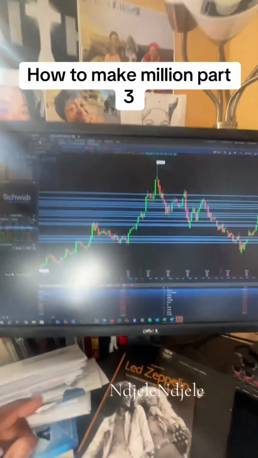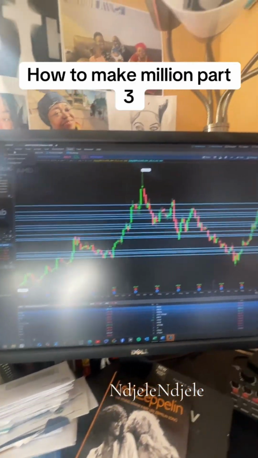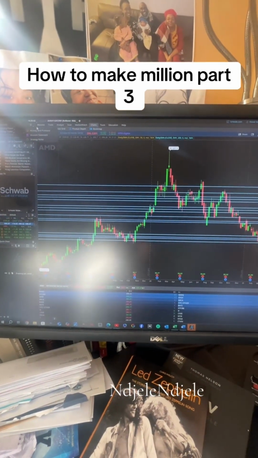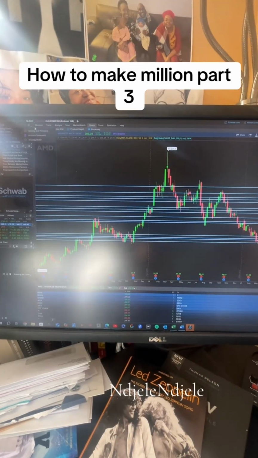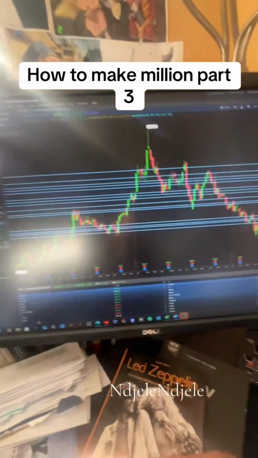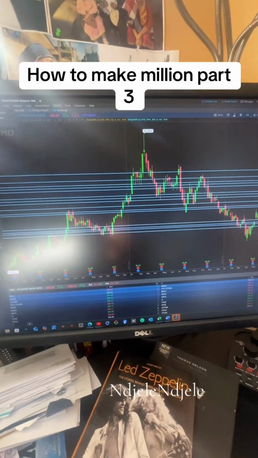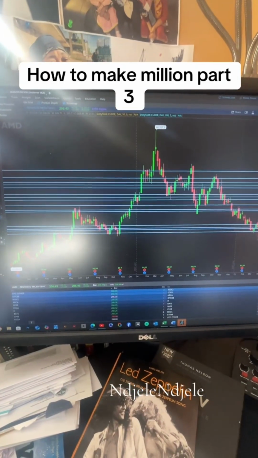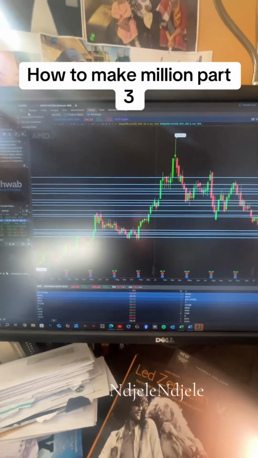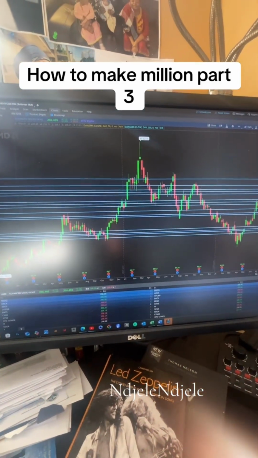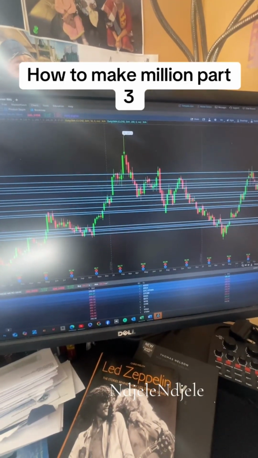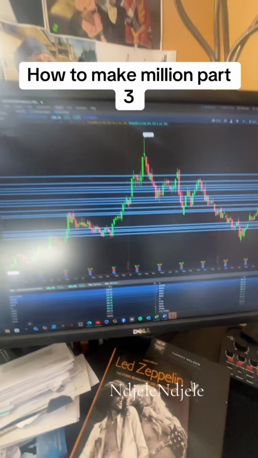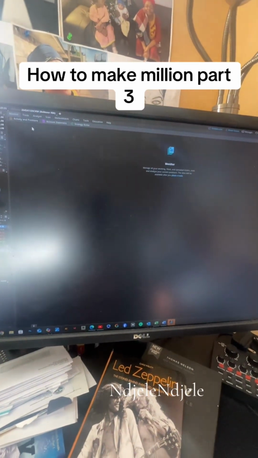Okay. As you can see right now, what we have is the company AMD chart that I was showing you this morning. This is what we call Thinkorswim. This is the platform in which you can trade, right? Buy and sell stocks of different companies. So this is AMD.